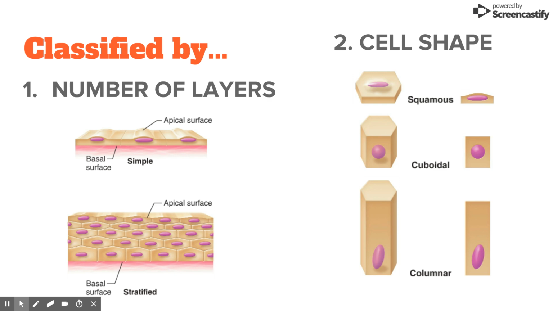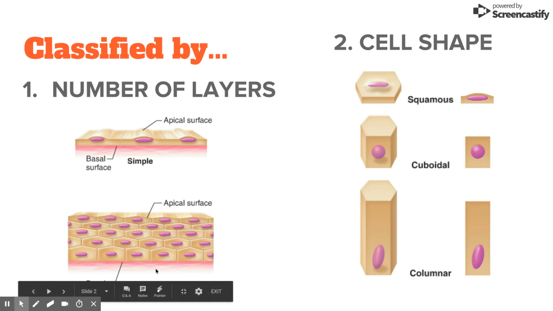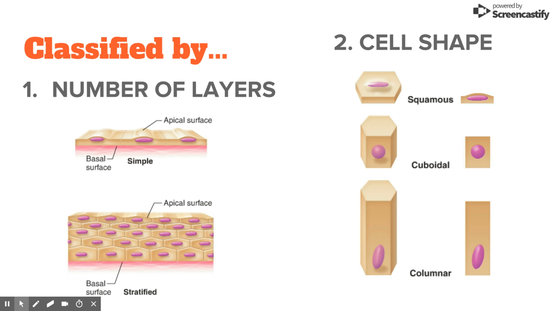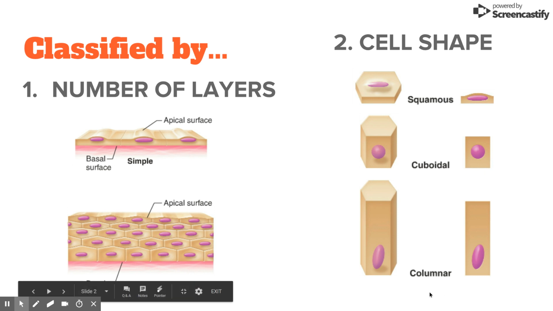When we look at epithelial tissue, the way we're going to classify these, we have two ways. The first is the number of layers. We have either simple, which is a single layer, or we have stratified, which is multiple layers. So we have a single simple layer here, or multiple stratified here. Okay. The other one is cell shape. Cell shape is squamous, which are these flattened. The way I remember it is they're kind of like squashed down. Cuboidal, which are cubes, and columnar, which are columns.